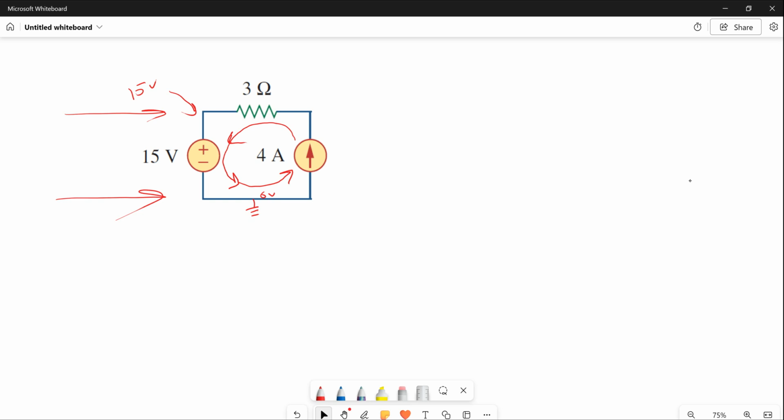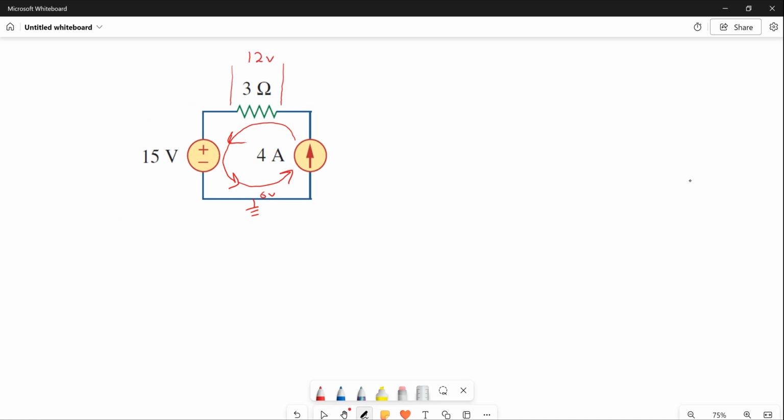So now that you know there's 4 amps in the circuit, let's calculate some powers here, which are pretty interesting to calculate. If you take a look here, I can see that the current flowing counterclockwise in the circuit puts a voltage drop across this 3 ohm resistor. It's Ohm's law: 4 amps times 3 ohms. So I think you'll see the 12 volts there.